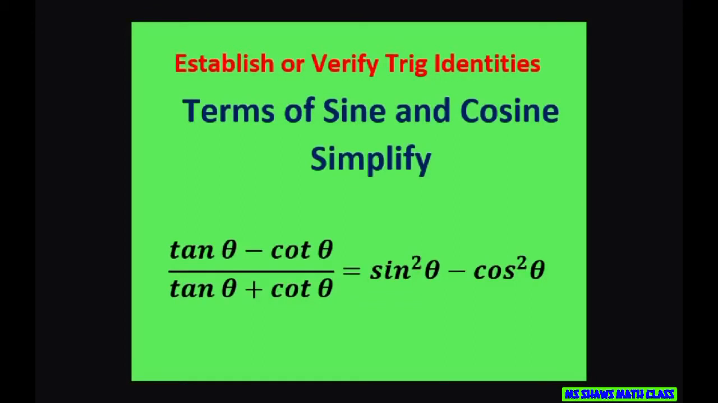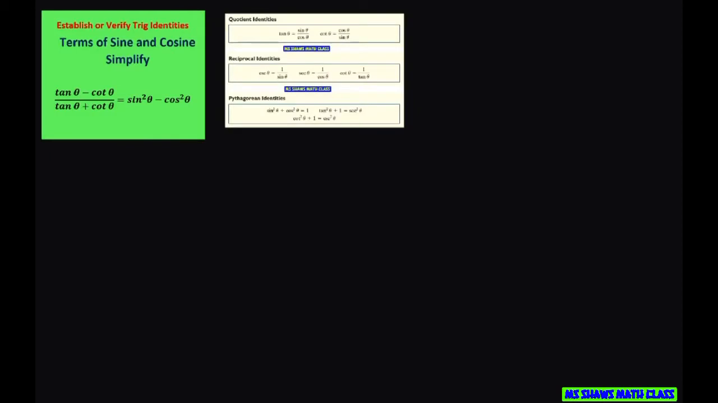Hi everyone, we're going to verify this trig identity and write this left-hand side in terms of sine and cosine and match it up to our right-hand side. So let's go ahead and start. We basically have tan and cotan, so we're going to write that in terms of sine and cosine.